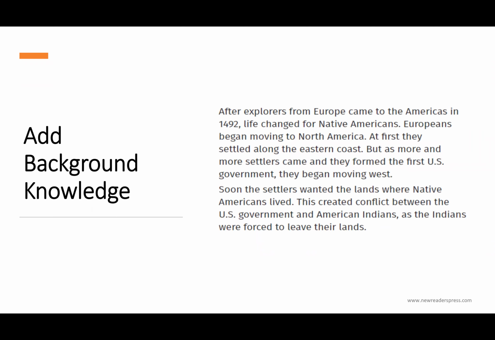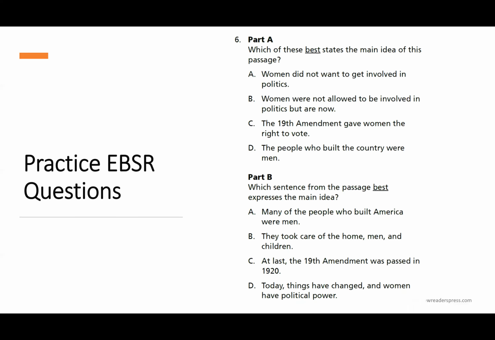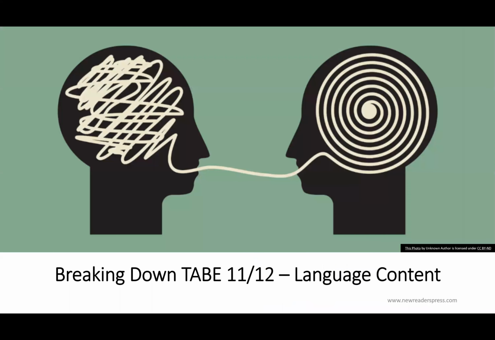This is an example of some background knowledge that comes from our Journey to Success series, level 4, straight out of the teacher guide, which you can download for free out on our website. And this is an example of a two-part question that came from our TABE Mastery Level M reading book. So let's move on to the language section.